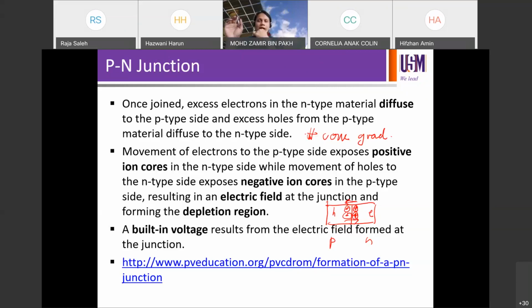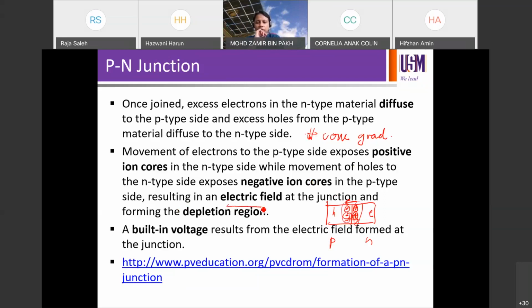Okay, so you're going to be left with fixed ion charges, positive side and negative side near the junction as a result of diffusion of both carriers into both regions. So movement of electrons to the n side exposes positive ion cores here, and movement of holes into the n side exposes negative ion cores here in the p side, resulting in an electric field.